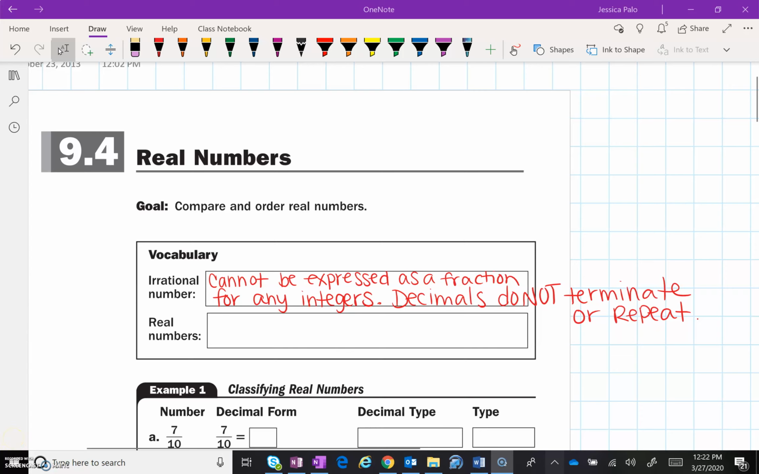This is Pre-Algebra, Chapter 9, Section 4. Today we're talking about real numbers. We are going to be able to compare and order real numbers by the end of this lesson.